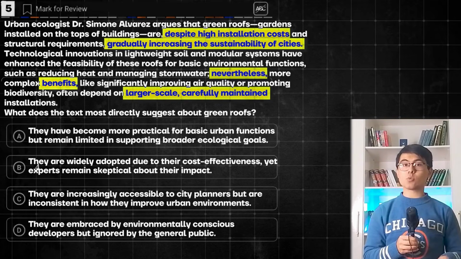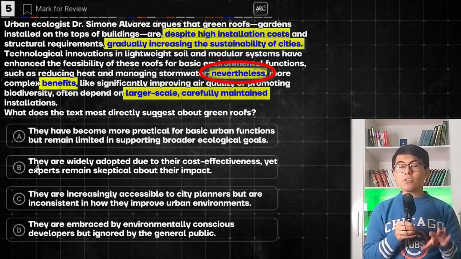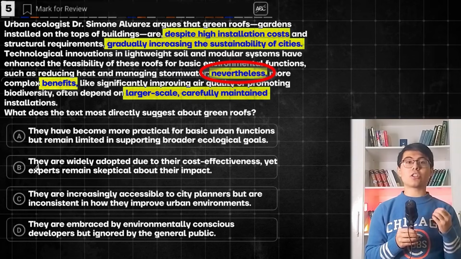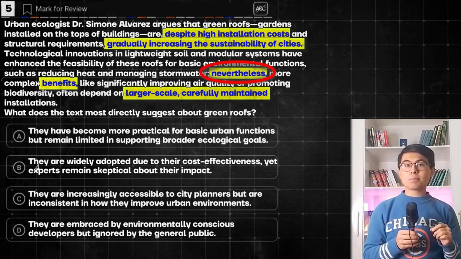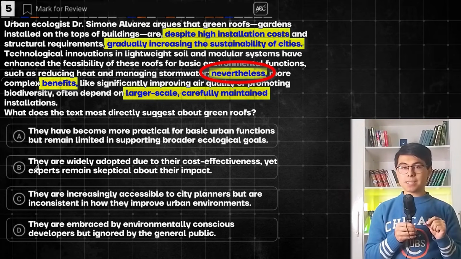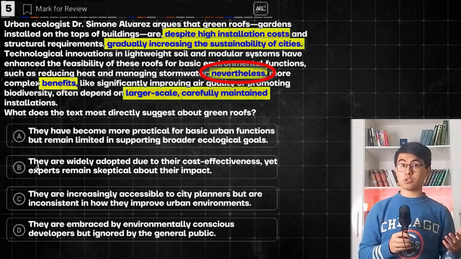And the question is, what does this passage most directly suggest about green roofs? So notice the word nevertheless in the passage. That's a major SAT clue. It tells you the complex benefits are not guarantees. So choice A, they have become more practical for basic urban functions, but remain limited in supporting broader ecological goals. It sounds true. So now let's look at choice B.